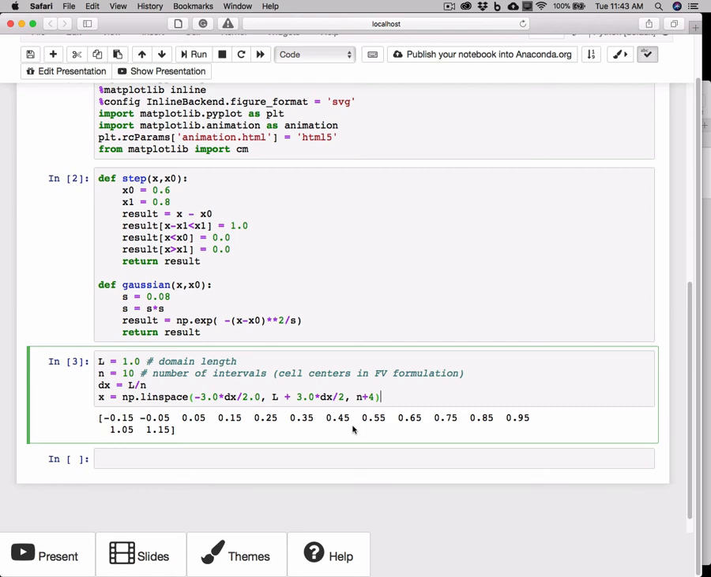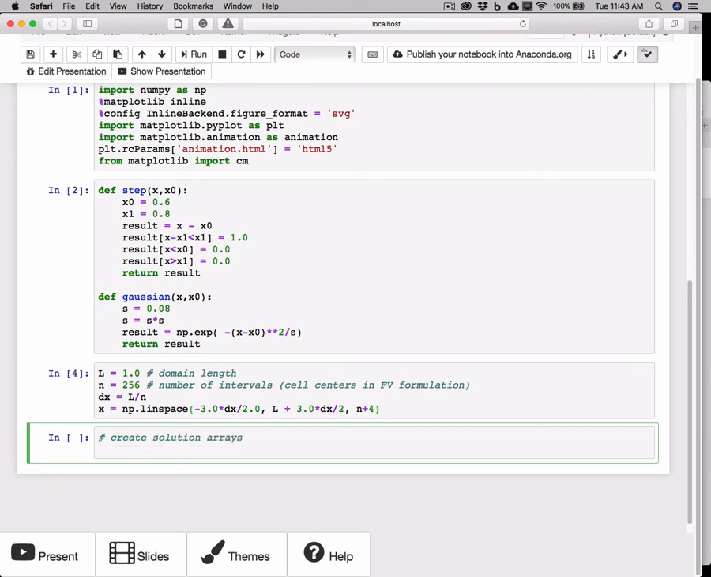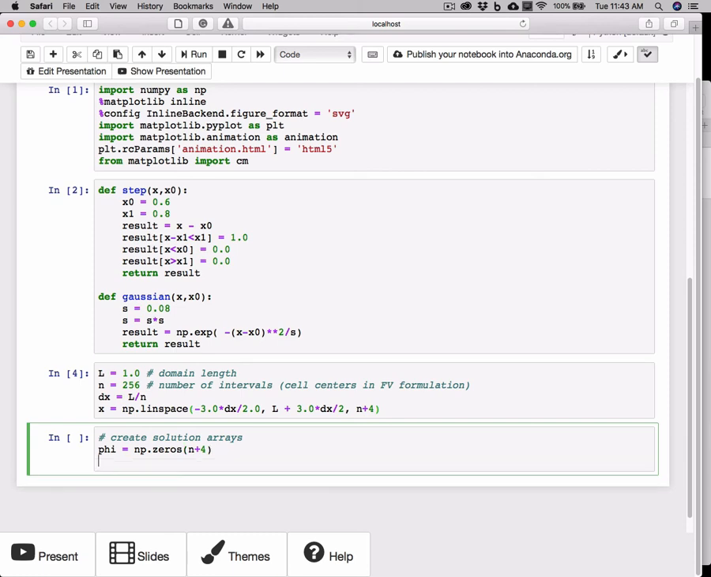But good observation. I mean, you want to make sure that you have things correctly implemented. All right. So let's go back to 256 points. Now we're going to create a bunch of arrays. So create solution arrays. We're going to do phi is np.zeros. How many points do we have? N plus 4, right? N plus 4.